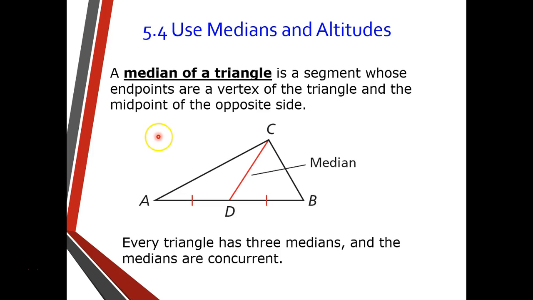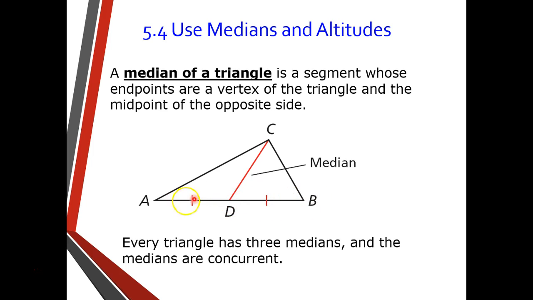All right, so the first thing in this section that we're going to be looking at is a median of a triangle. A median of a triangle is a segment whose endpoints are a vertex of a triangle and the midpoint of the opposite side. So to draw a median of a triangle, here's just one single median drawn in this triangle. You have three medians, just like you have three angle bisectors and three perpendicular bisectors in a triangle. The median goes from the vertex of a triangle to the midpoint of the opposite side of that triangle.